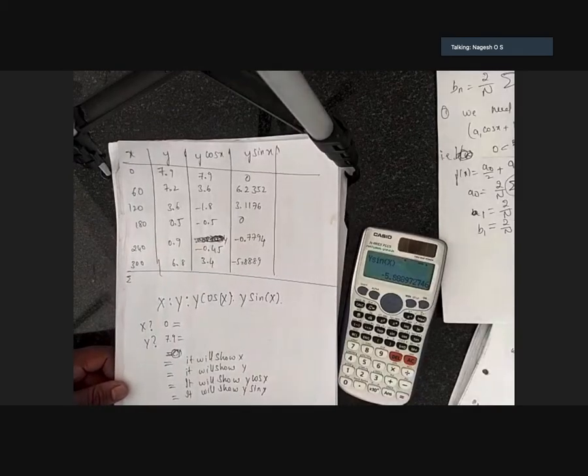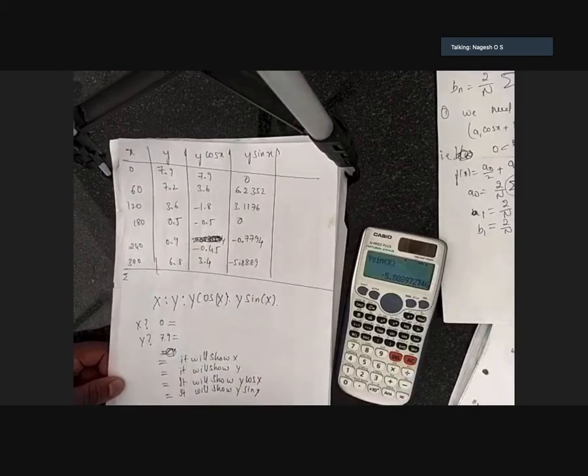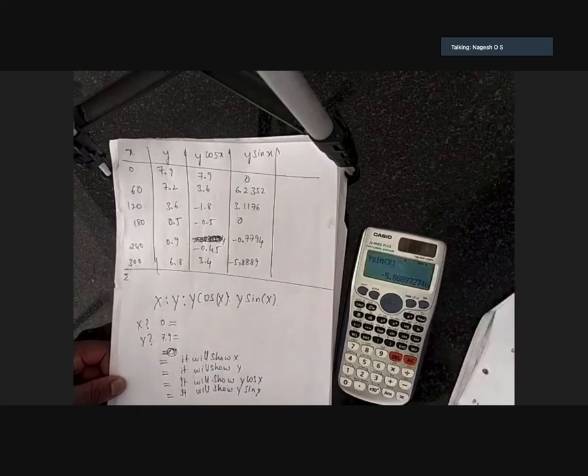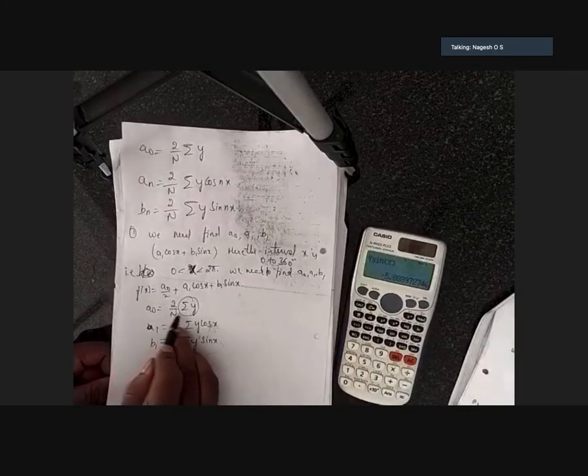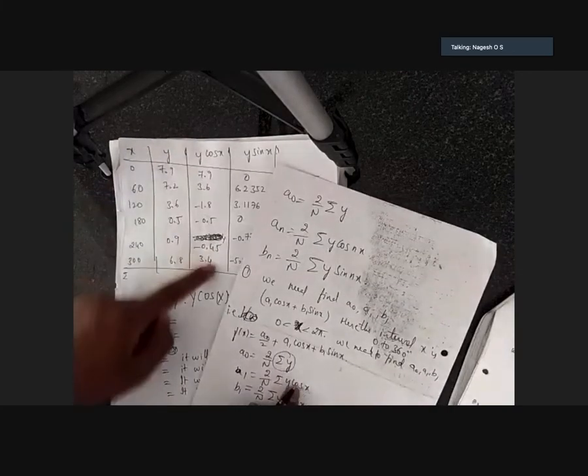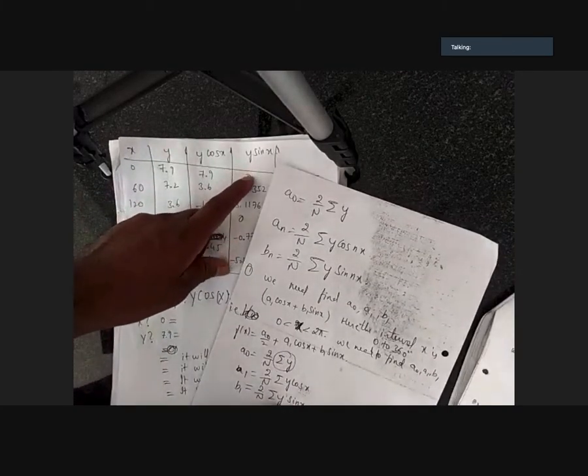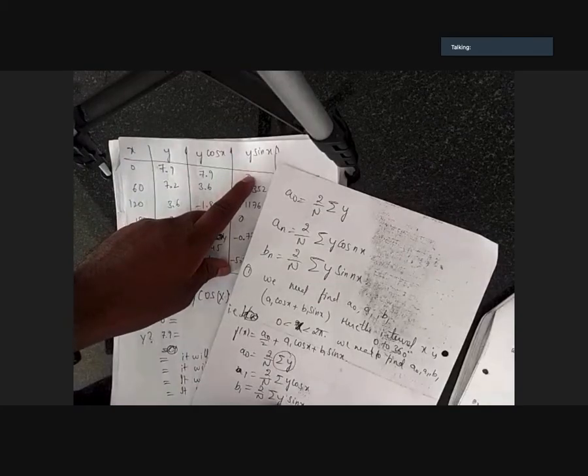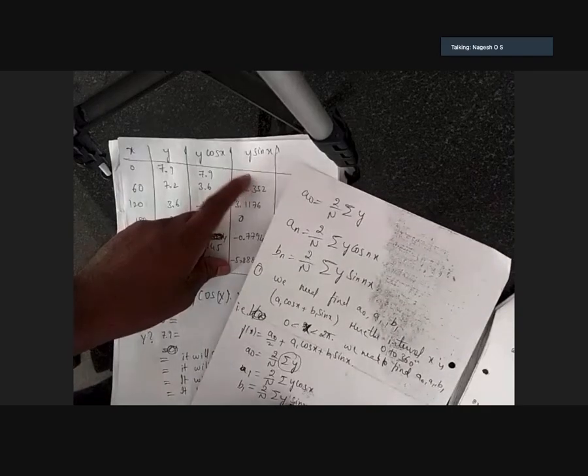Now we need the sum. What is a naught? A naught is 2 by n summation y. Summation y means the sum of this. Summation y cos x, sum of this. Then y sin x, sum of this.